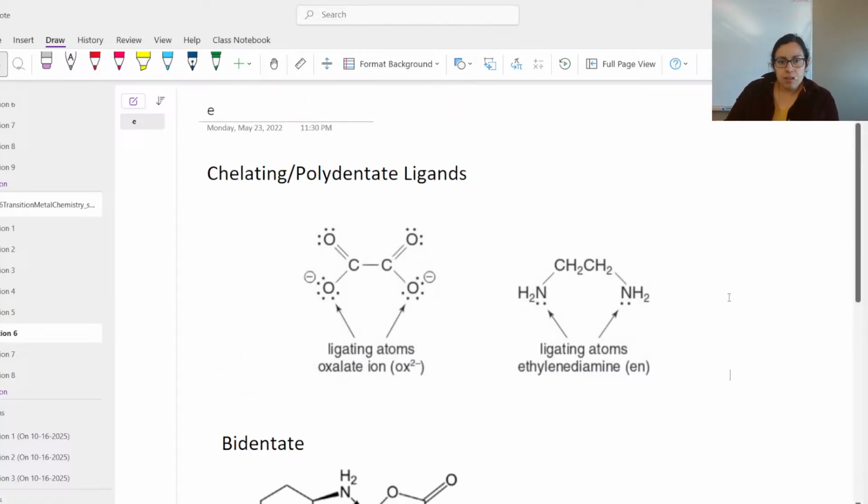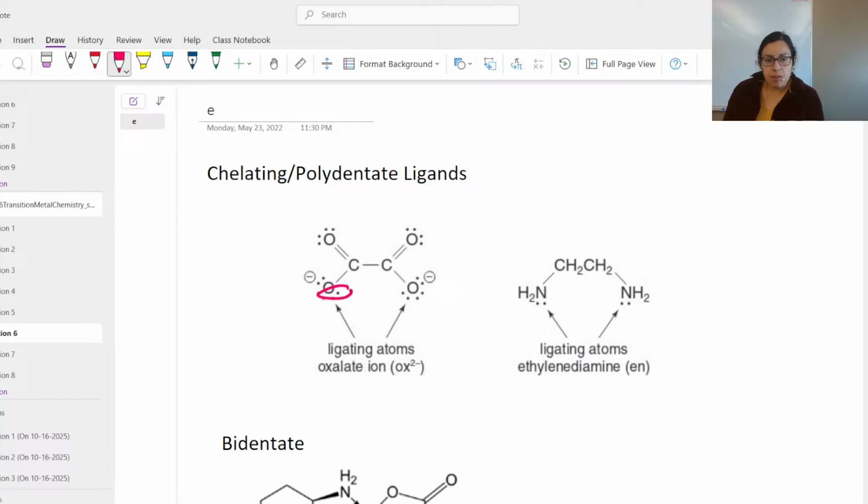All right, so let's continue. Just some more definitions. We have what are called chelating ligands, or sometimes polydentate ligands. Chelating just means that you can throw a metal on there. Oxalate would be another example. Again, you have these oxygens donating electrons to your metal center.